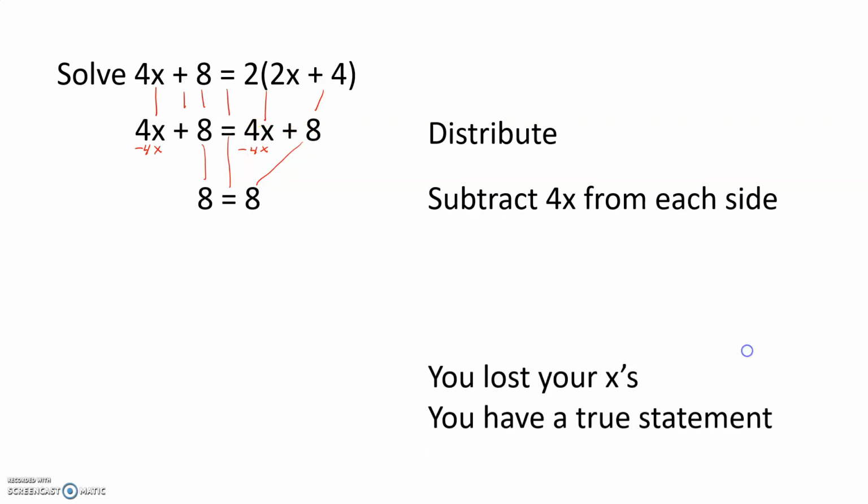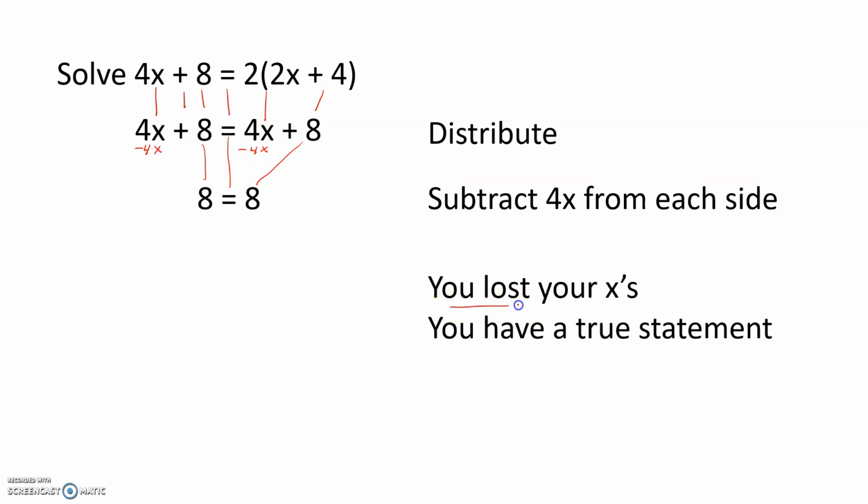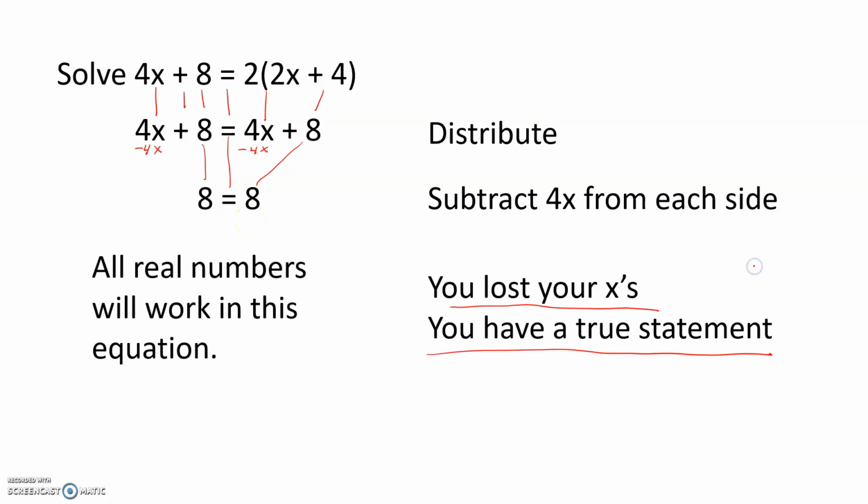I've lost my letter. So since I've lost my x's, and I'm left with a true statement, 8 does equal 8, I know that all real numbers will work in this equation. So if I put a 3 in here and a 3 in here, I will get the same exact thing on both sides. If I put a 4 in for x, I'm going to get the same thing on both sides. They're going to be equal. So any number that I can think of that is a real number is going to work in this equation.